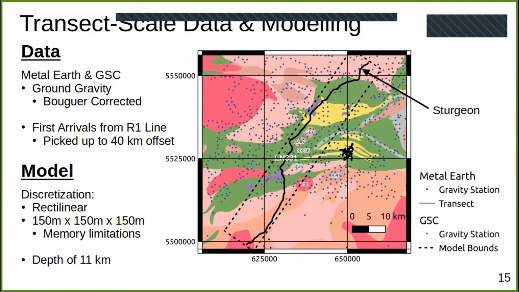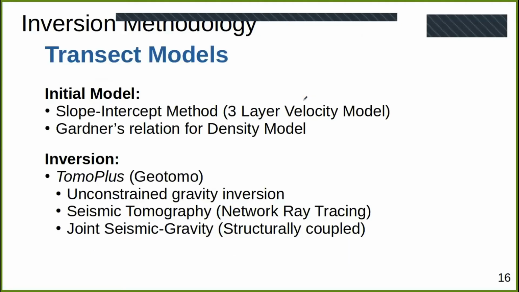In terms of the model space, I discretized this into a rectilinear grid by rotating the system into a straight X and Y plane, and brought it to the resolution that I could on my workstation. So I discretized into 150 cubic meter blocks and to a depth of 11 kilometers, which is basically determined by the gravity expected result. As far as inversion, I calculated an initial model using the slope intercept method and came up with an optimal 3-layer velocity model over the first 10 kilometers.